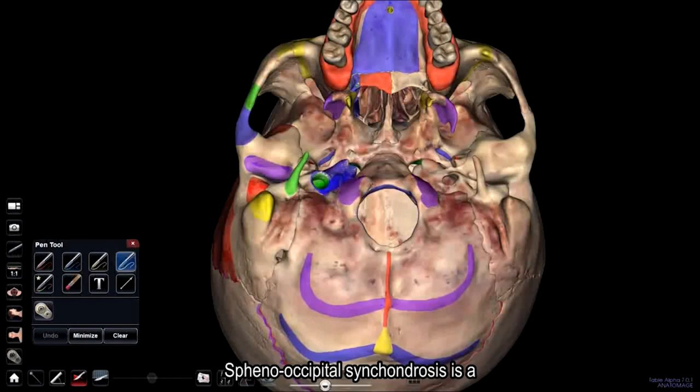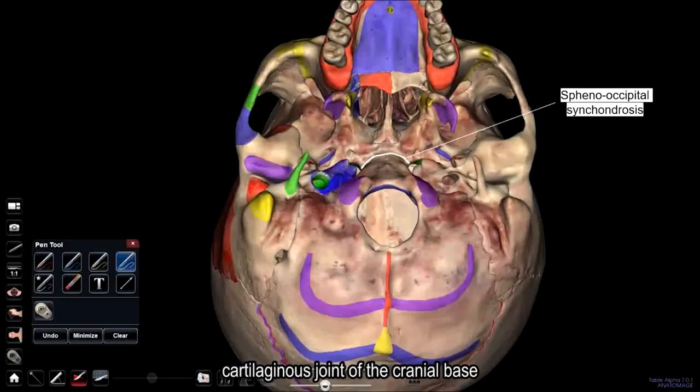Spheno-occipital synchondrosis is a cartilaginous joint of the cranial base located between the sphenoid bone anteriorly and the occipital bone posteriorly.